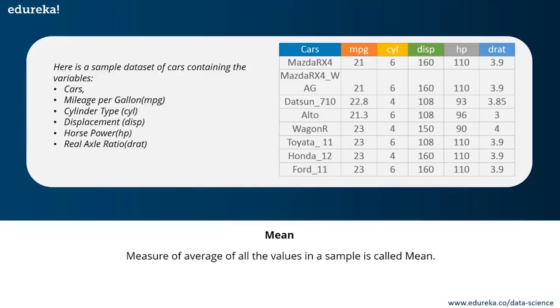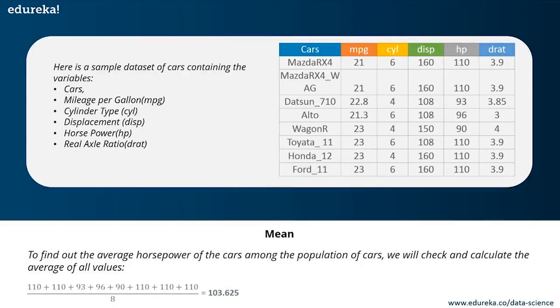So what you're going to do is use descriptive analysis and analyze each of the variables in the sample data set for the mean, standard deviation, median, mode, and so on. Let's say that you want to find out the mean or the average horsepower of the cars among the population of cars. Like I mentioned earlier, you'll check the average of all the values. So in this case, we'll take the sum of the horsepower of each car and divide that by the total number of cars. That's exactly what I've done here in the calculation part.